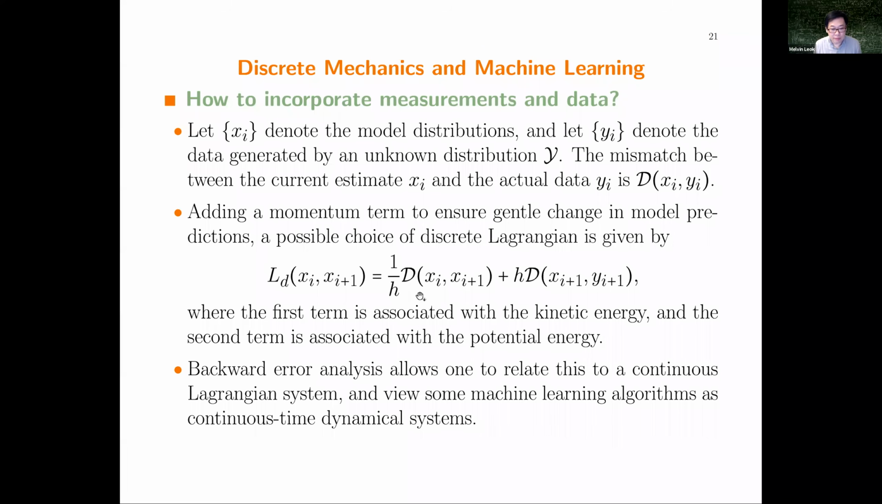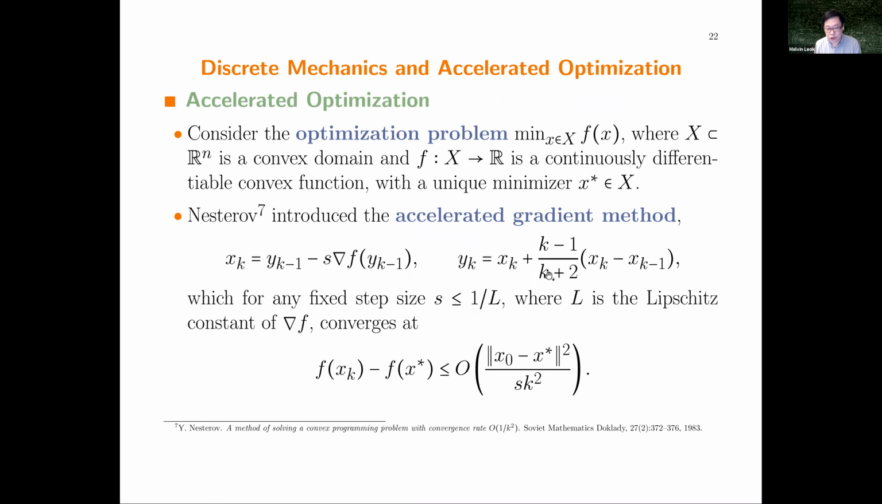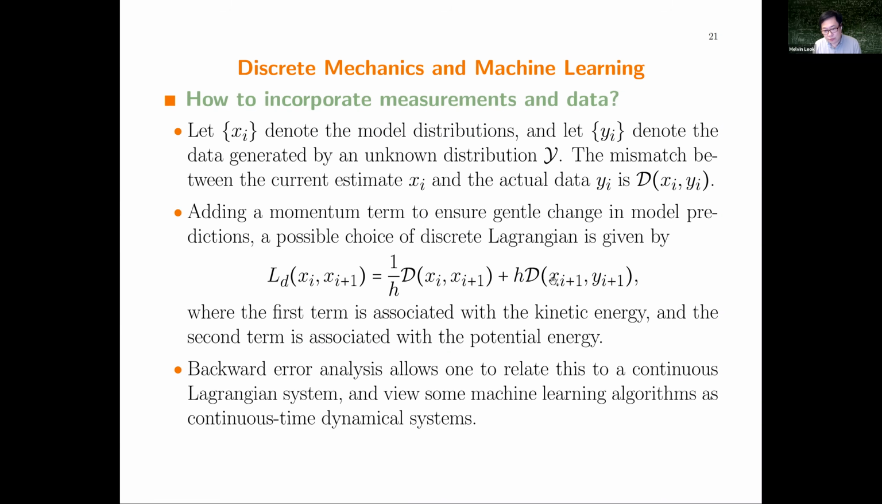You write down a discrete Lagrangian, okay? And then you have this term here, which involves the divergence function applied to two adjacent estimates, if you will. The estimate from the prior step and then the current estimate. And this is morally a kinetic energy term, which penalizes very rapid changes in your estimator. And then there's another one, which is a data fidelity term. It's a loss function, right? It measures the distance between the new estimate and what the data is telling you, okay?